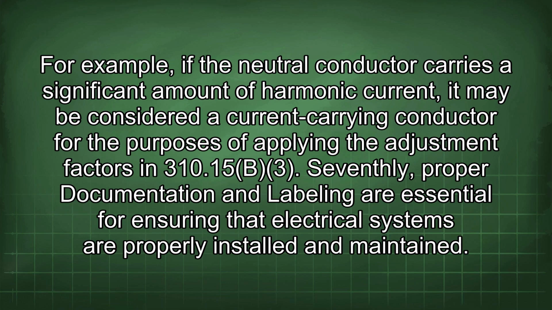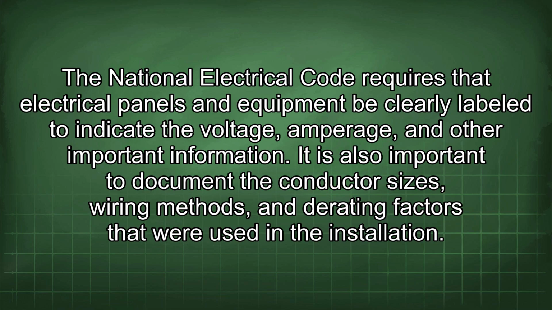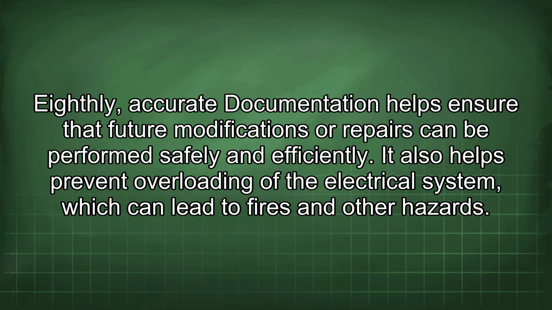Seventhly, proper documentation and labeling are essential for ensuring that electrical systems are properly installed and maintained. The National Electrical Code requires that electrical panels and equipment be clearly labeled to indicate the voltage, amperage, and other important information. It is also important to document the conductor sizes, wiring methods, and derating factors that were used in the installation. Eighthly, accurate documentation helps ensure that future modifications or repairs can be performed safely and efficiently. It also helps prevent overloading of the electrical system, which can lead to fires and other hazards.